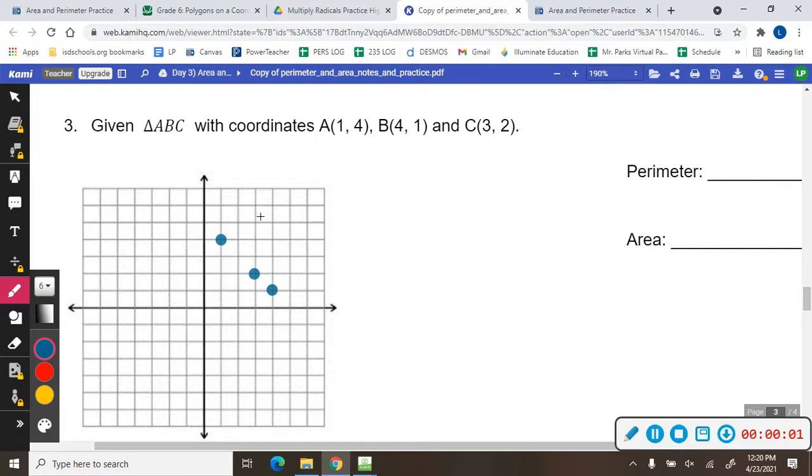Yeah, on number 3, if you plot those 3 points, those are linear. So this is not a triangle. So to find the perimeter and area of the triangle, you just can't do it. So we're going to cross this one off.